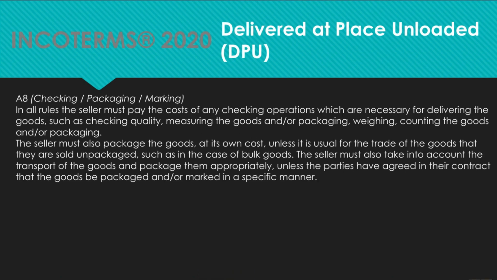A8. Checking, packaging, marking. In all rules, the seller must pay the costs of any checking operations which are necessary for delivering the goods, such as checking quality, measuring, weighing, and counting the goods and/or packaging. The seller must also package the goods at its own cost unless it is usual for the trade of the goods that they are sold unpackaged, such as in the case of bulk goods. The seller must also take into account the transport of the goods and package them appropriately unless the parties have agreed in their contract that the goods be packaged and/or marked in a specific manner.